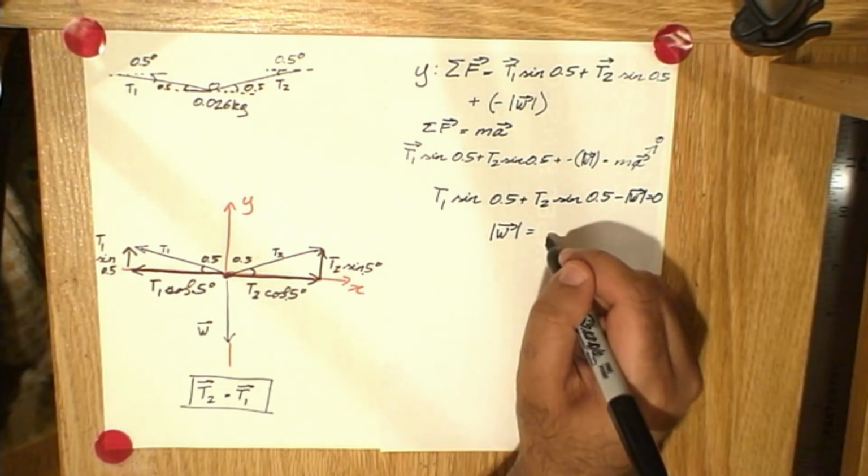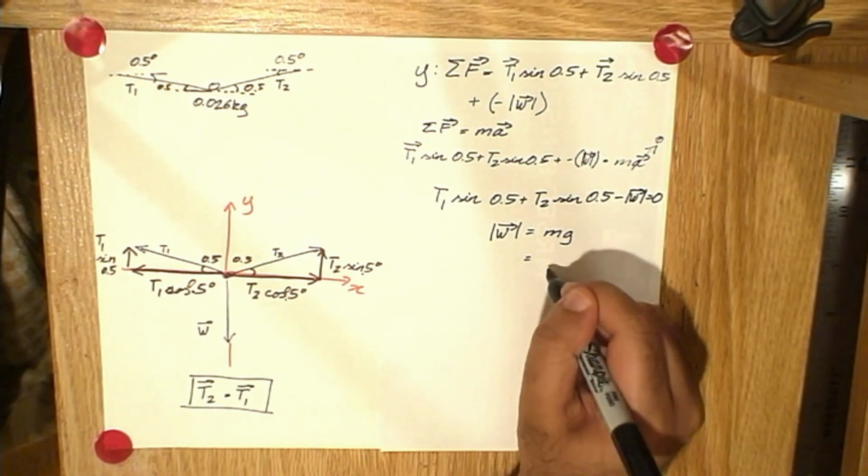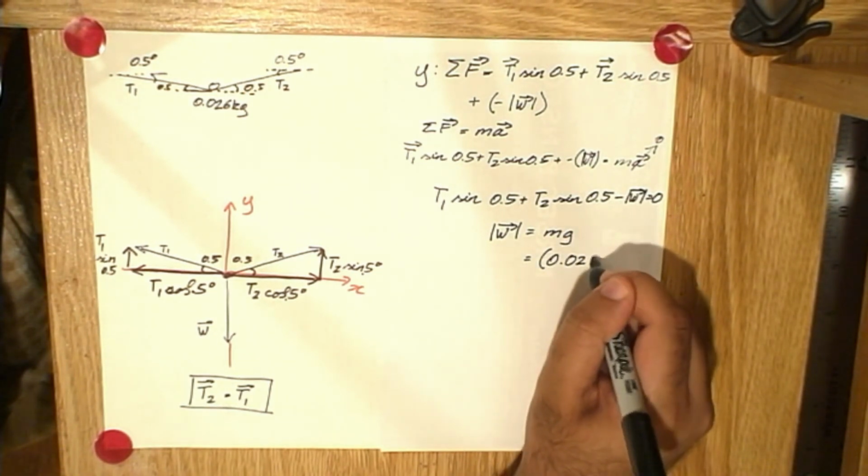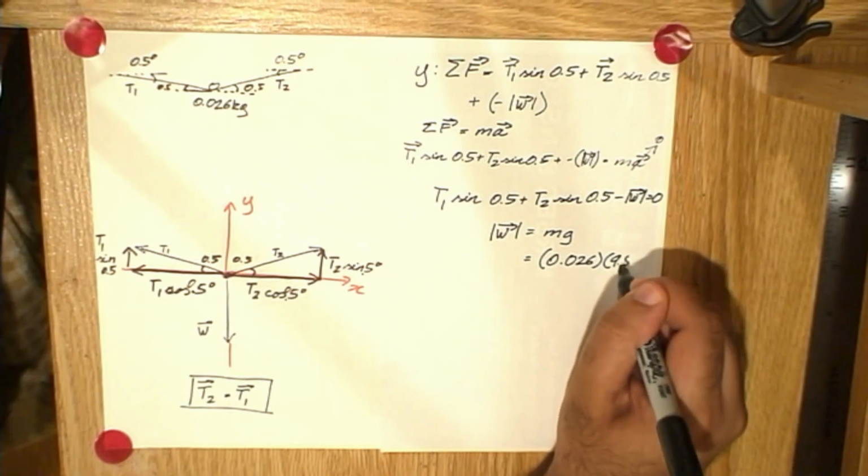So now we need to find the weight. Weight is equal to mass times gravity. Mass, 0.026. Gravity, 9.81.